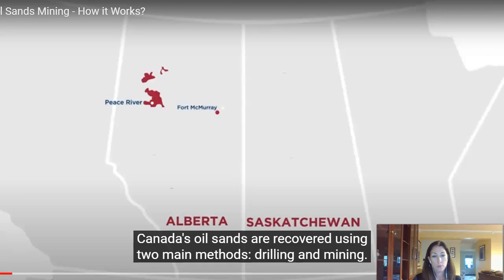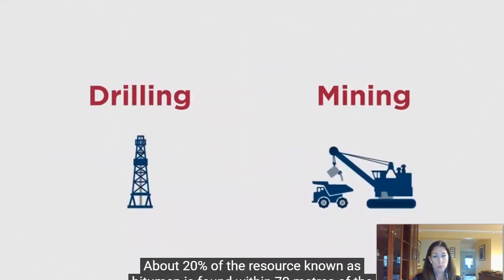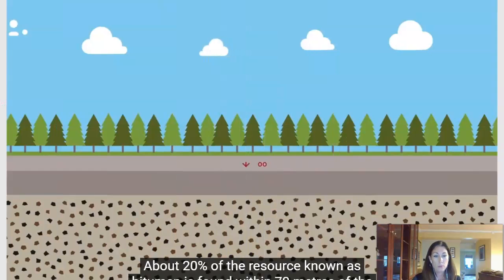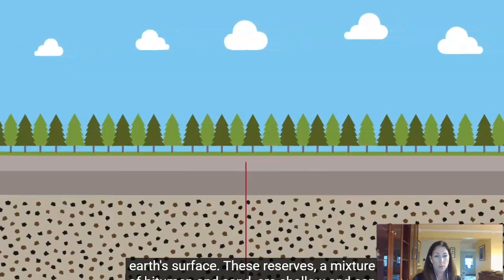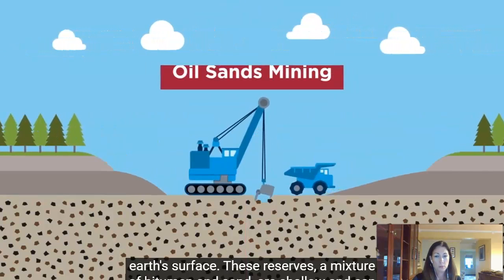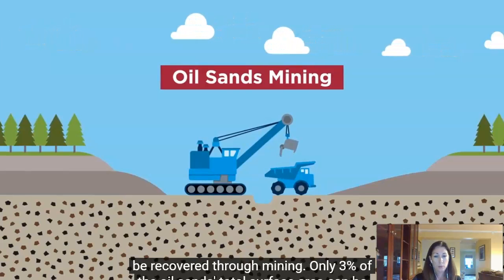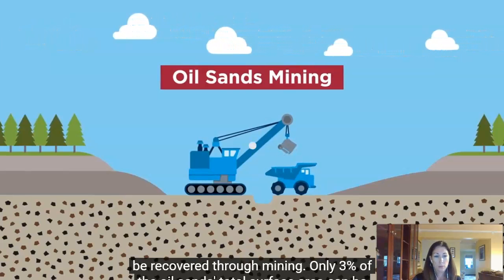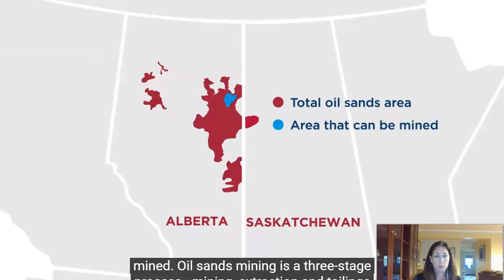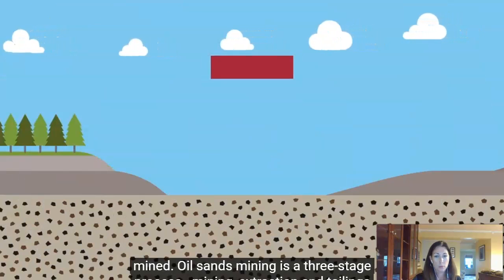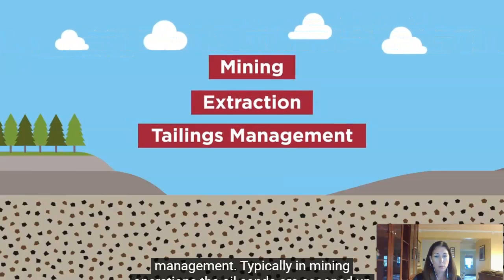Canada's oil sands are recovered using two main methods, drilling and mining. About 20% of the resource, known as bitumen, is found within 70 meters of the Earth's surface. These reserves, a mixture of bitumen and sand, are shallow and can be recovered through mining. Only 3% of the oil sands' total surface area can be mined. Oil sands mining is a three-stage process: mining, extraction, and tailings management.